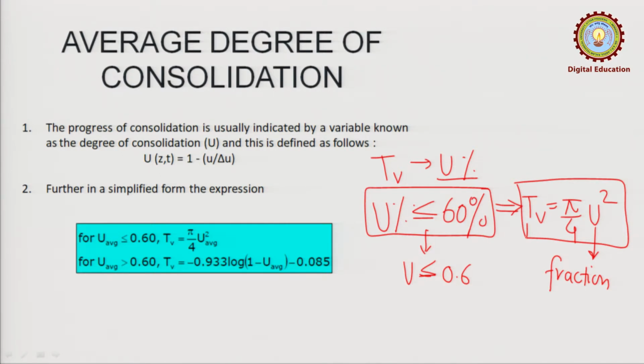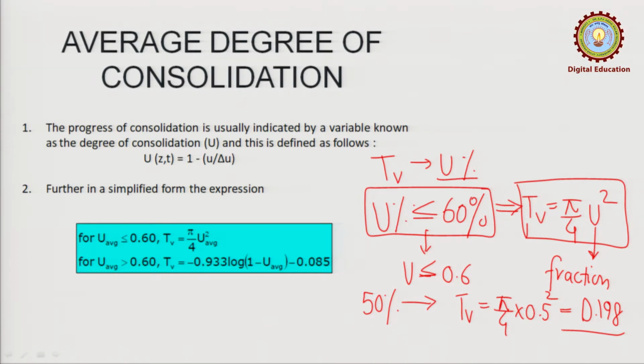Let us see the 50% case, we have already done this. For the 50% case, what will it become? Tv will be pi by 4 into 0.5 square. This will come out to be nearly 0.198.